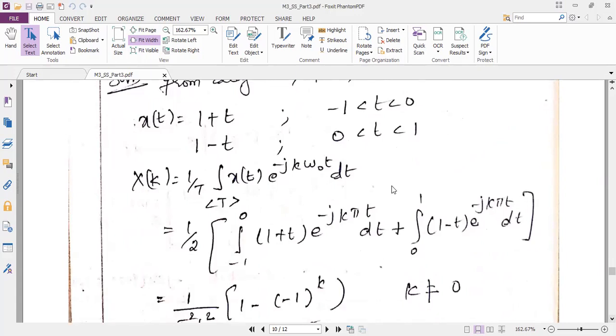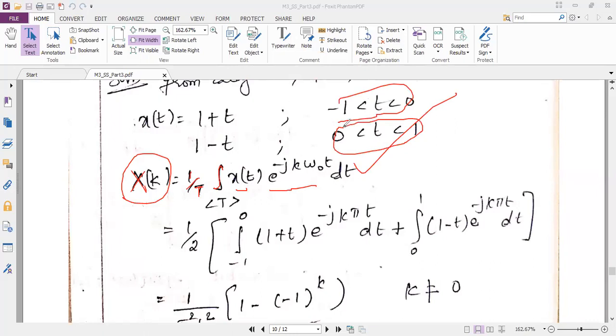Now, Fourier series coefficient, you know the symbol. Capital X of k is the Fourier series coefficient, which is equal to, we have written the formula as 1 by T integral over T x of t e power minus jk omega naught t dt. After writing the formula, since I have two different time intervals, I have to split the integral accordingly. You can see here 1 divided by T, I found it as 2 from the diagram, so I am writing 2 here.